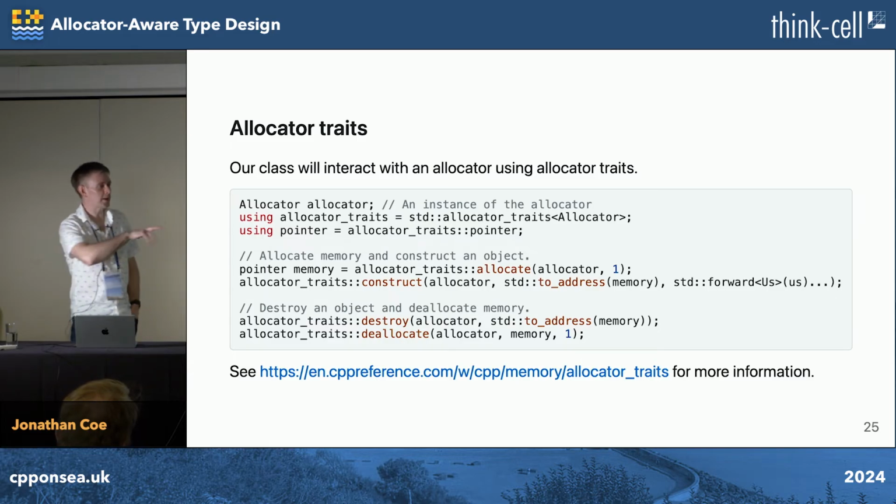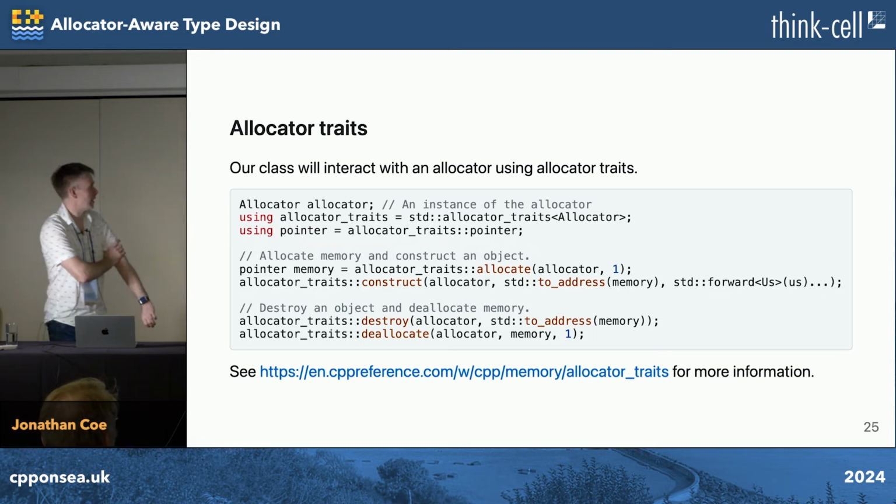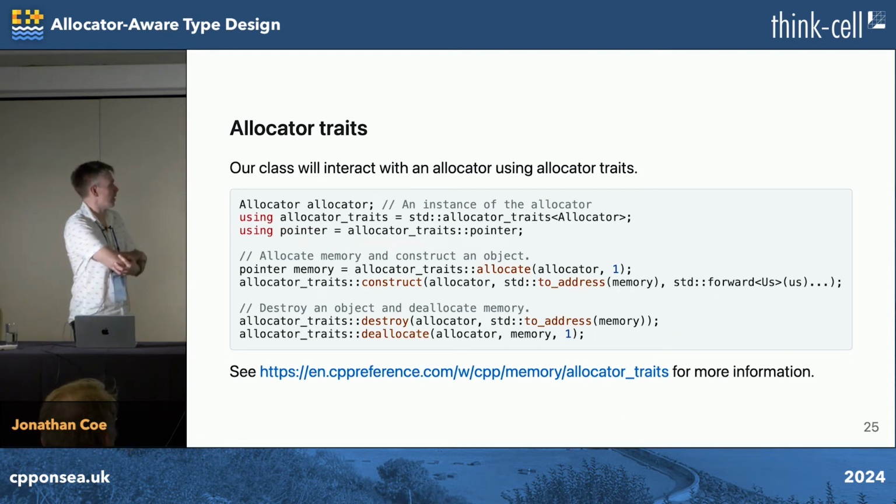If there's one slide in this talk which has got useful information in it, this is probably it. So interacting with allocator traits provides you a pointer type definition. This may not be the same as T star. If you have fancy pointers, it'll be something different, but most of the time it will be a T star.